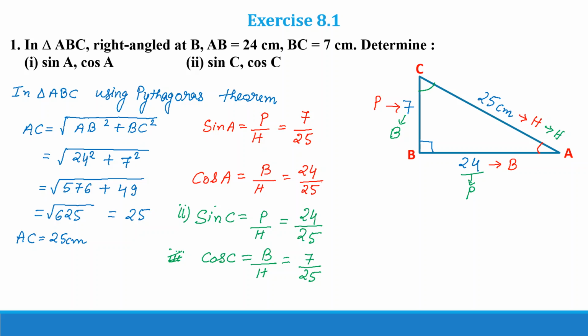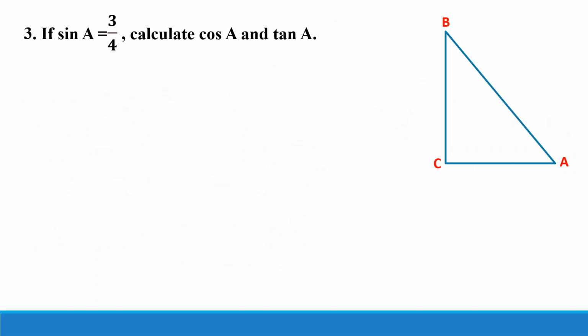Now we are moving towards the next question. The next question is question number 3, which we have taken in this video. It says, if sine A is equal to 3 by 4, calculate the value of cos A and tan A. So see over here in this question, the exact measurements of the sides are not provided.